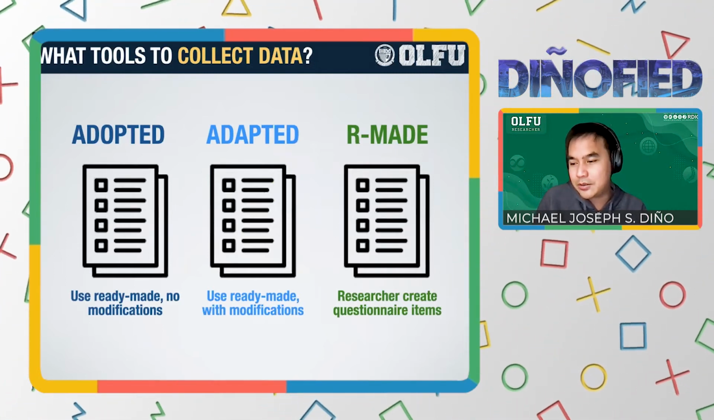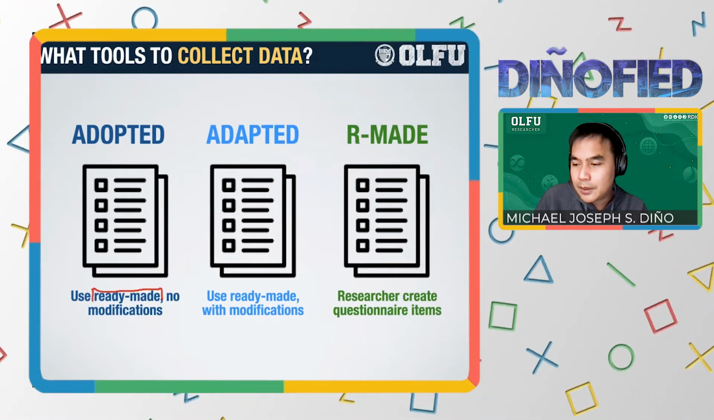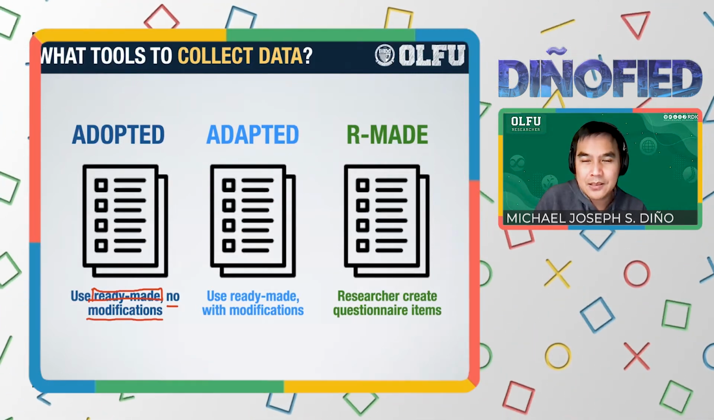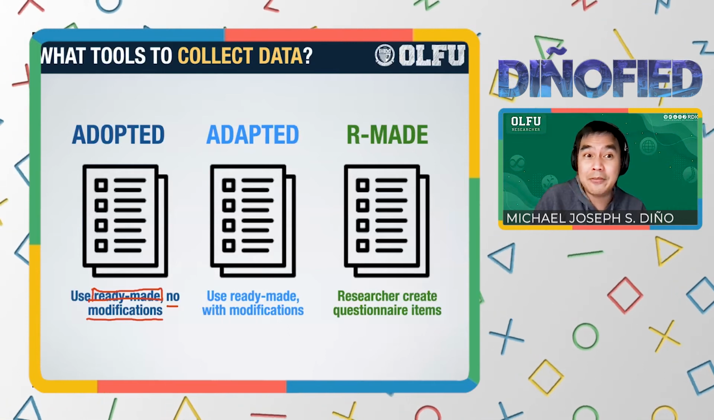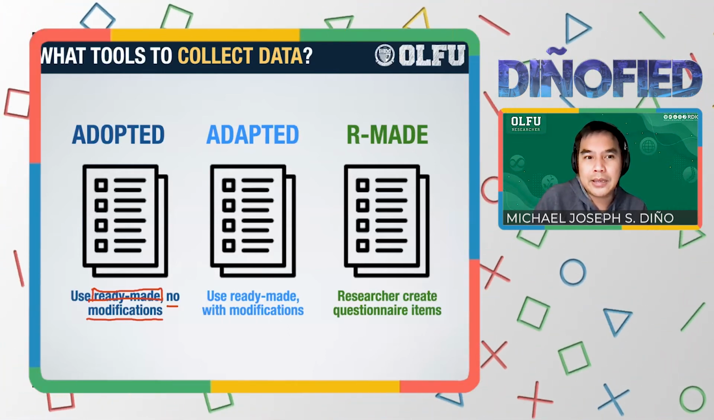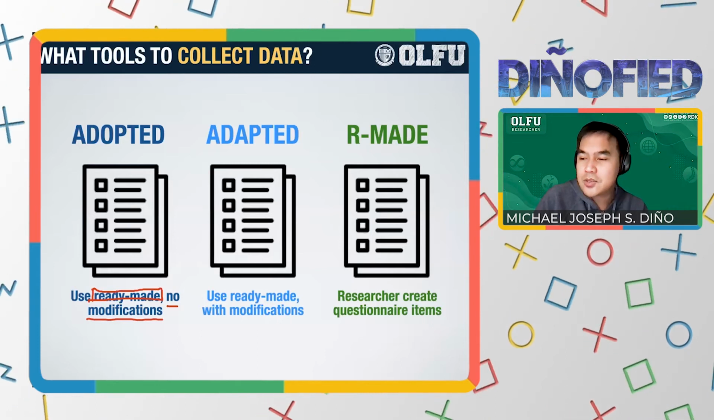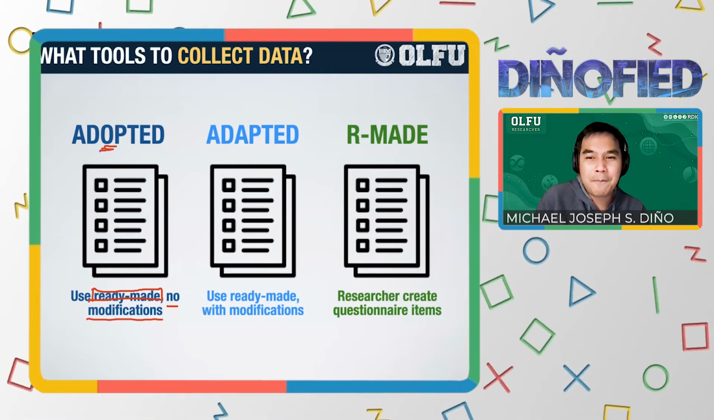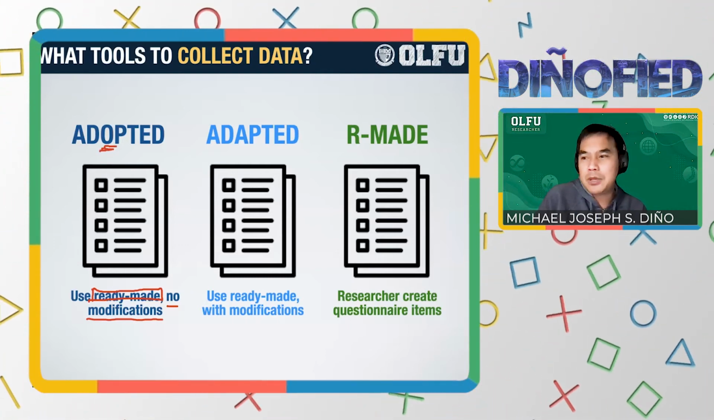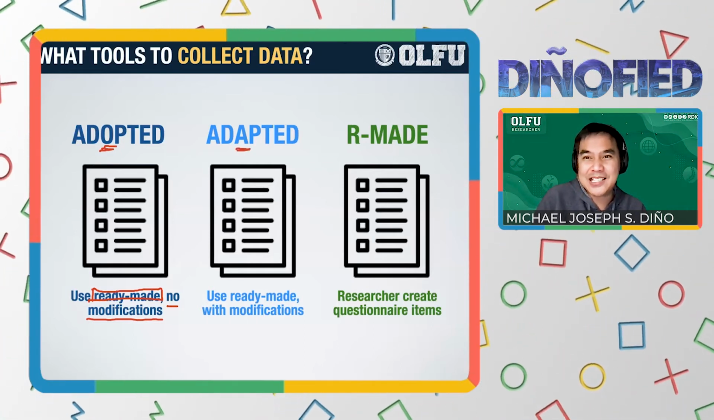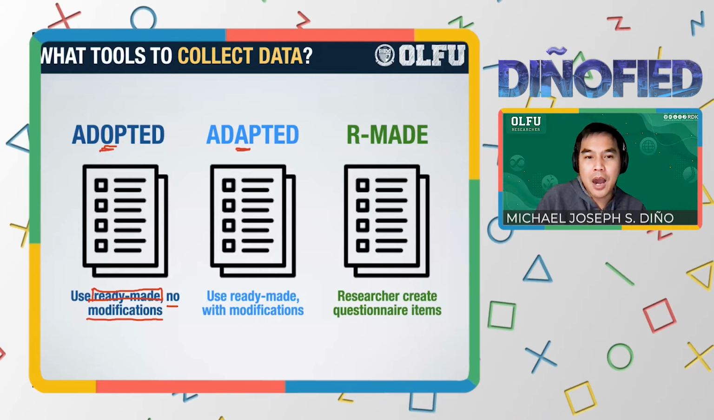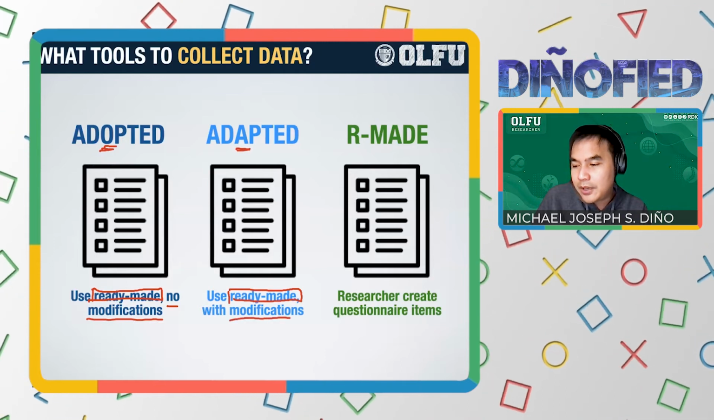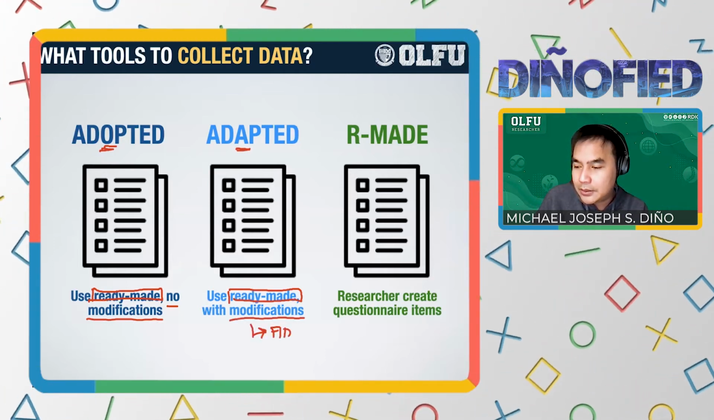When we say adopted questionnaire, these are ready-made, and you don't need to modify. There are questionnaires or tools available from the internet, but when you use them, you don't make modifications. That is what we call an adopted questionnaire. Next, we also have what we call the adapted questionnaire, with an A. This questionnaire is also ready-made. However, you did some modifications to make it more fitted to the study.